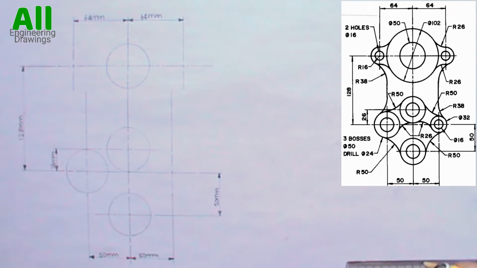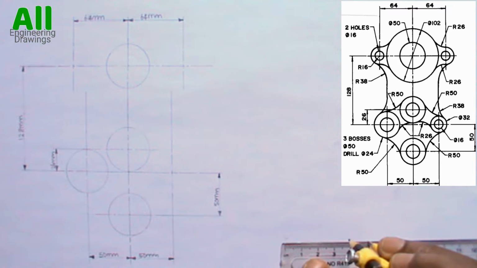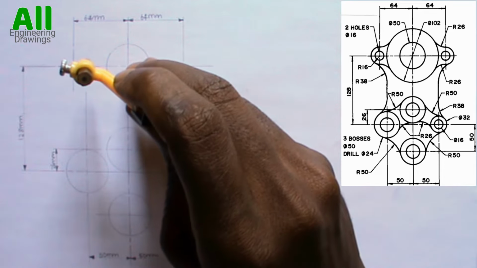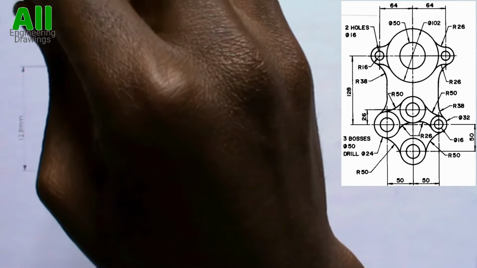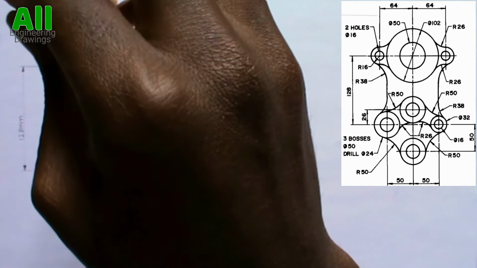Next, adjust your compass to a radius of 51 mm. Then place your compass on this point and draw a circle. After that, adjust your compass to a radius of 12 mm. Then draw circles on this point.